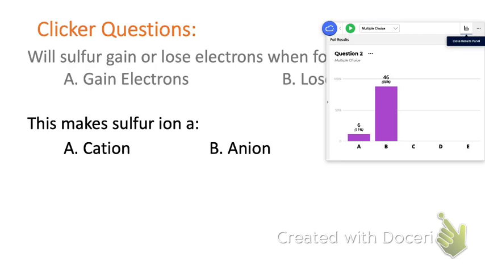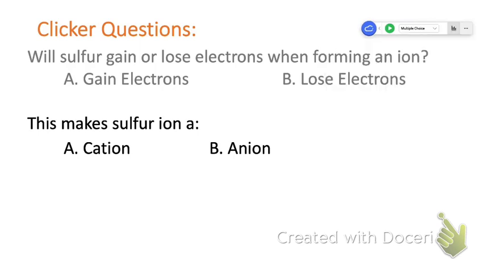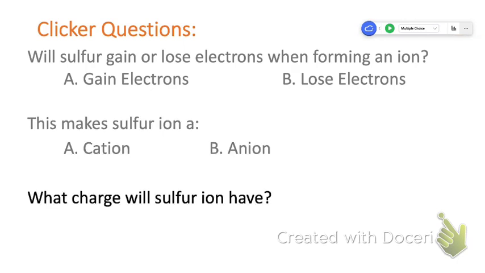Because that's what it's called? Yep. So negative charge means it becomes an anion. So it gains electrons. It becomes an anion. So then what is the exact charge that we're going to have on that sulfur? And then what's it called?